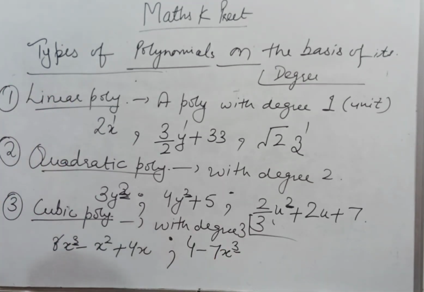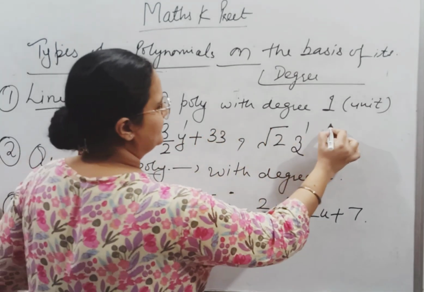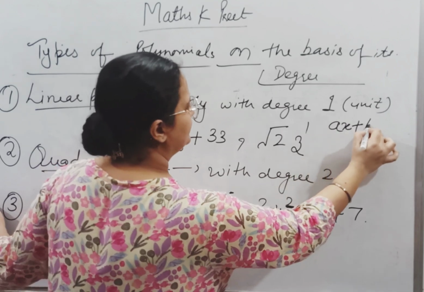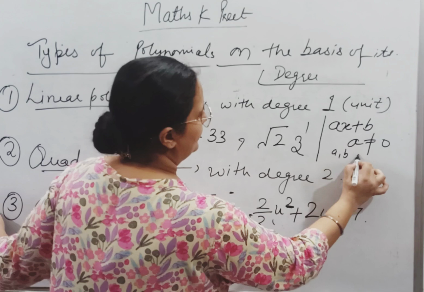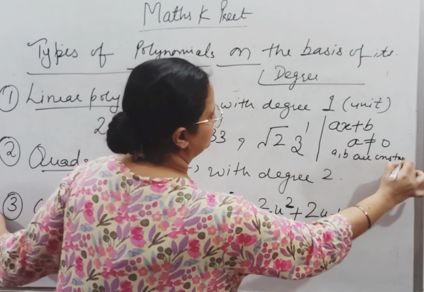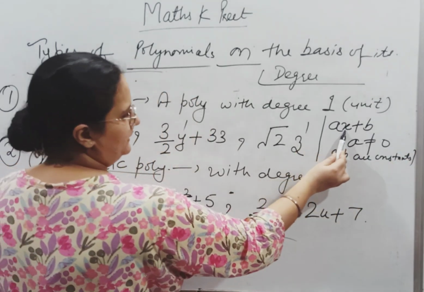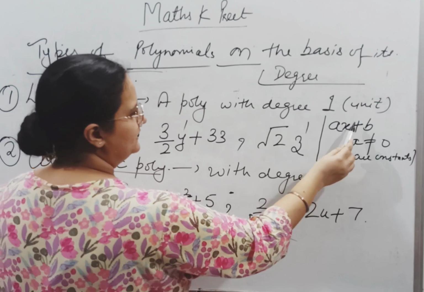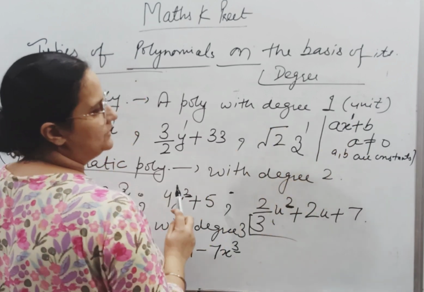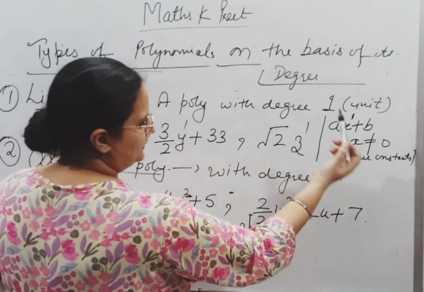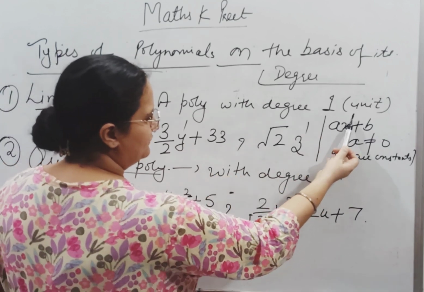So generally, the linear polynomial can be written as ax plus b, where a should not be equal to 0 and a, b are constants. So x is the variable here. General notation for the linear. Degree is 1. Ax plus b. A should not be equal to 0. Rest can be 0, but a should not be equal to 0 because this is the coefficient for x raised to power 1.